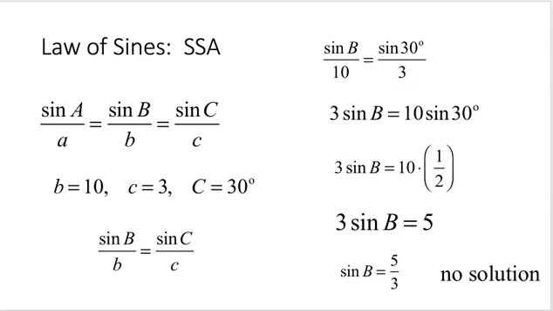And I suggest that you try to draw a picture with b of 10, c of 3, and angle C of 30 degrees, and you may be able to convince yourself why that's impossible. Length c is just not long enough to touch the other side of the triangle.